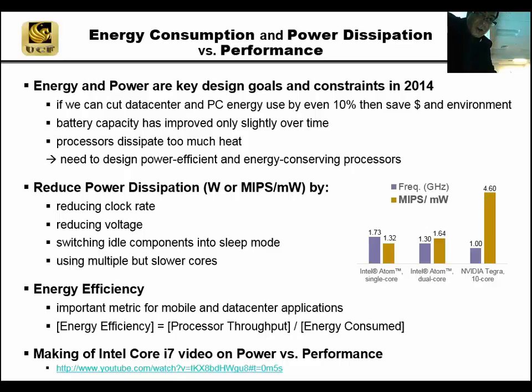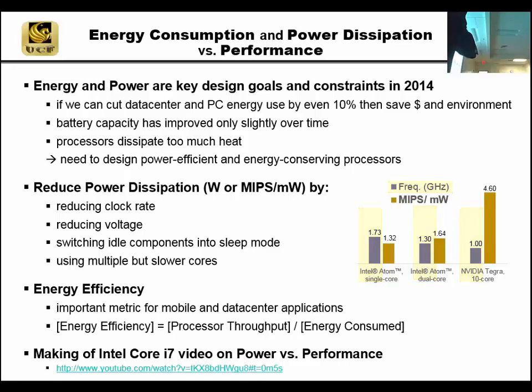So, what is energy consumption and performance if you wanted to do something like that? Here's some metrics. Different processors have different energy profiles as well as throughput profiles. So here's frequency as the clock rate, the same, but you can see that this is a much higher MIPS per milliwatt.